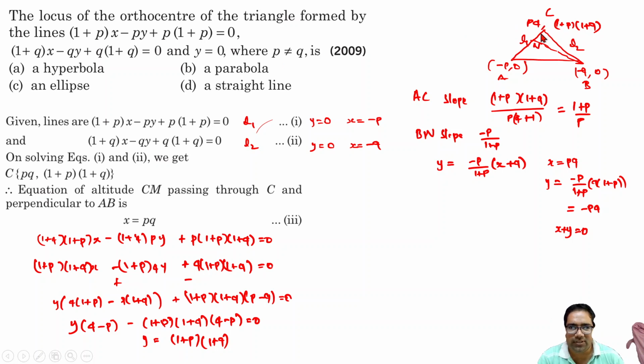Fantastic. And the equation of this line, the perpendicular drawn from C to AB, is always x equals pq because that is parallel to the y axis. That is this equation, x equals pq.